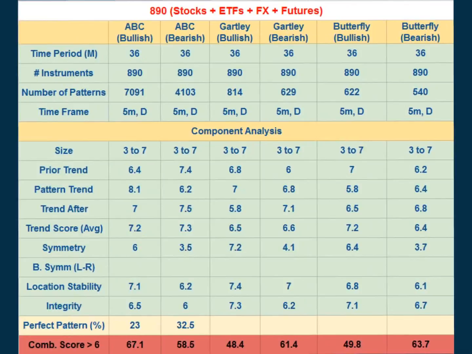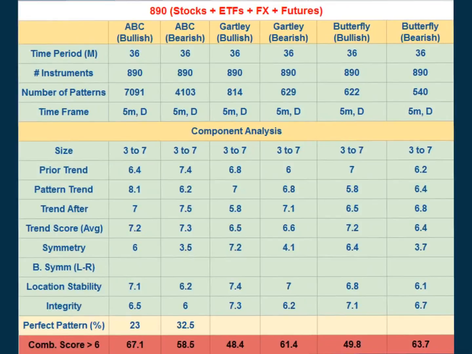Here I'm presenting these 6 patterns, which are the 6 ones I went into and studied with this component analysis. The goal is to measure and say what is its combined score, because in the components I wanted to measure what is its combined score. The combined score, at the bottom line, the last line, is 67.1 for the ABC bullish pattern, and 58.5 for the bearish. So these are the numbers I came out with, and this is the component analysis.